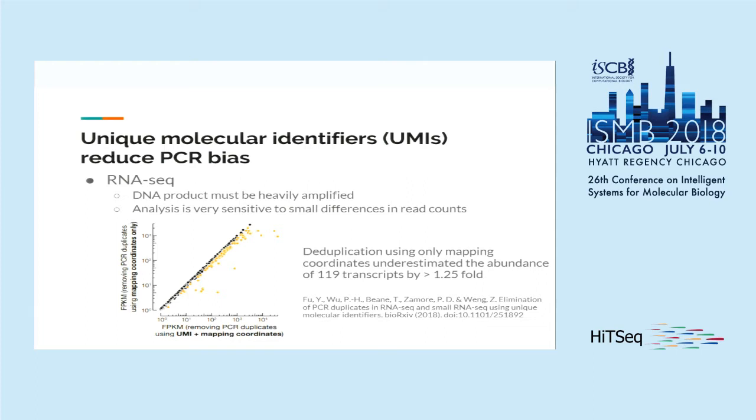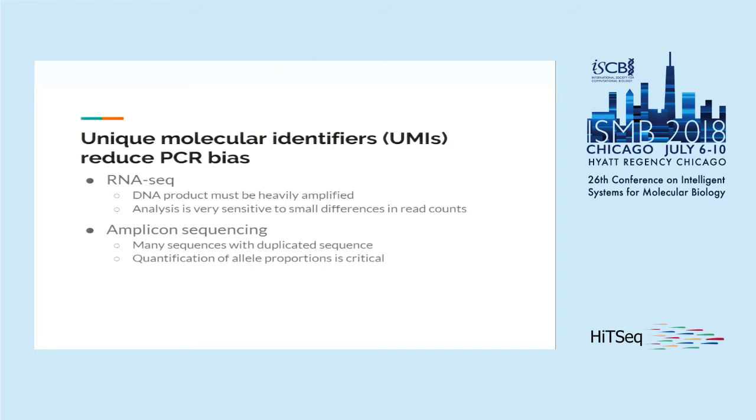However, we're looking at the harder problem, which is amplicon sequencing, where it's really critical to have these UMIs. Because many sequences can have duplicated sequence, and this quantification of the allele proportions is critical. So with that background in mind, I want to move on to this first question. How do I choose an optimal UMI length?